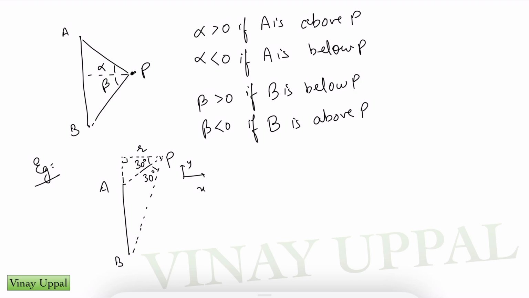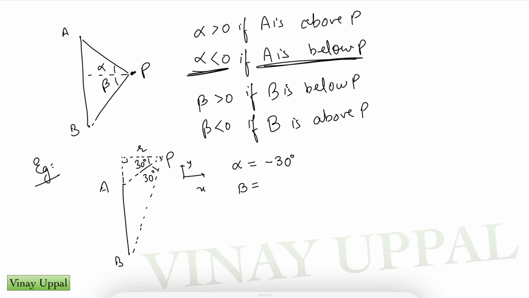Now A is below P. You can see that from the diagram, correct? A is below P, and therefore my value of alpha, remember alpha has to be measured from the perpendicular. Alpha and beta both have to be measured from the perpendicular. So alpha would be minus 30 degrees. This is the crucial point. Alpha is less than 0 if A is below P, and in this example that is the case. So alpha is minus 30 degrees.